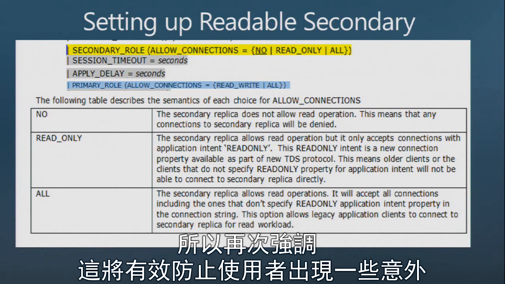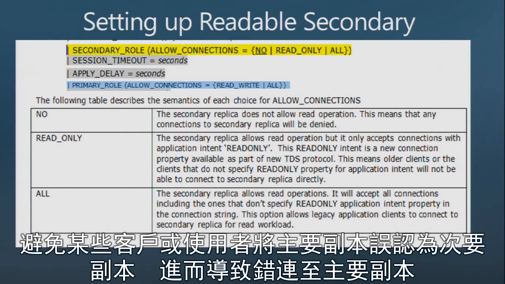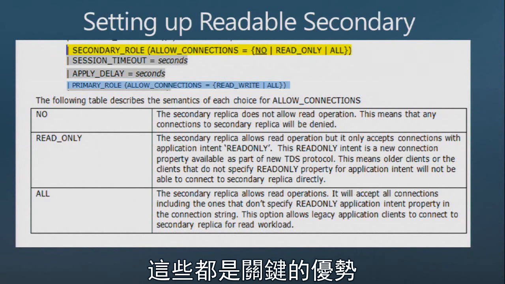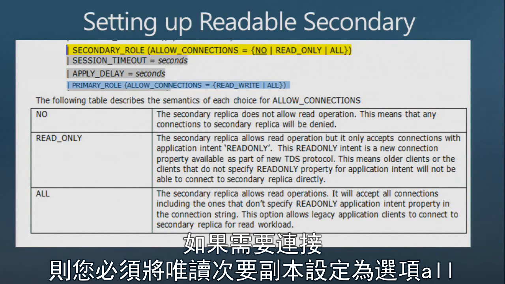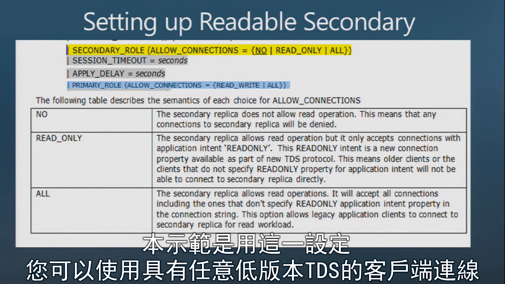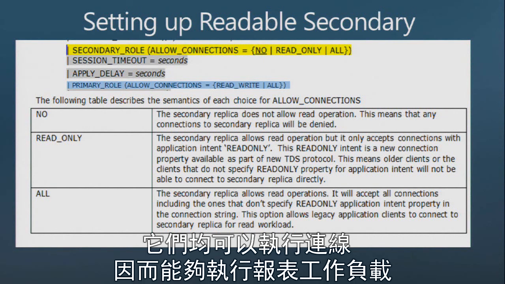So this again prevents some surprises to the customer where some user by mistake connected to the primary thinking it was secondary. So those are the key benefits. But if you had an older client, older clients do not have this new read-only property. If they need to connect, then you have to configure your readable secondary with the option all. In that case, you can have any client connection with any lower version of TDS, it can connect and it will be able to run the reporting workload.